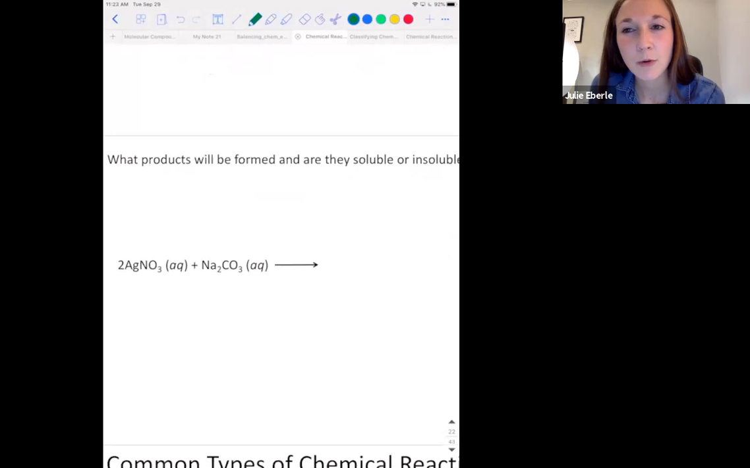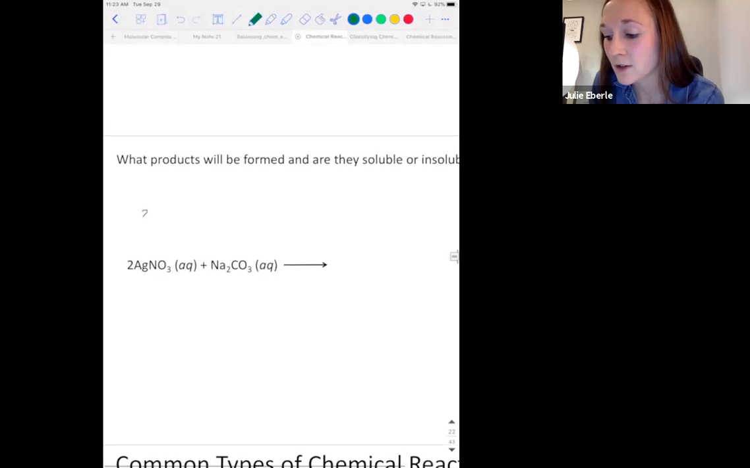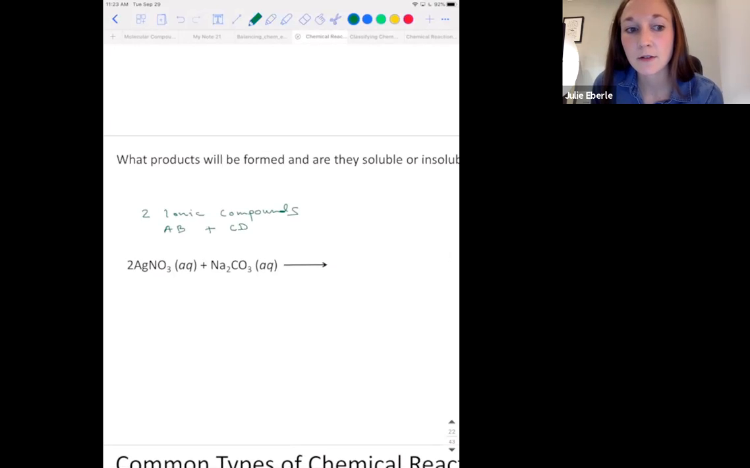And how do we know what products we're going to get first off? How do we even know what to write? It all goes back to one of the videos from last Thursday when we talked about the single displacement, double displacement. What we have here is two ionic compounds. This was like the example where I wrote the AB plus the CD. When you have two ionic compounds, this is set up perfectly for double displacement.